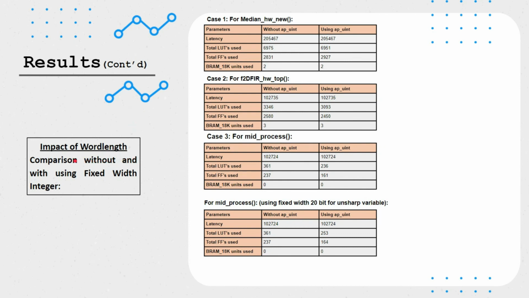Finally, let's look at the impact of the word length. In the comparison, we did it without AP unsigned int, and with the integer type. If we look here, with the usage of the AP int, there is an improvement in the resources. The resource usage gets reduced. Here you can observe that the total LUTs are going down in each case, in each function, because the AP unsigned int will consume much fewer bits compared to the integer type. Hence, that's why there is a reduction in the resource usage.